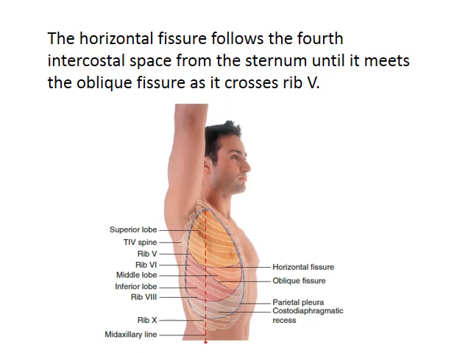Horizontal fissure follows the fourth intercostal space from the sternum until it meets the oblique fissure as it crosses the fifth rib.